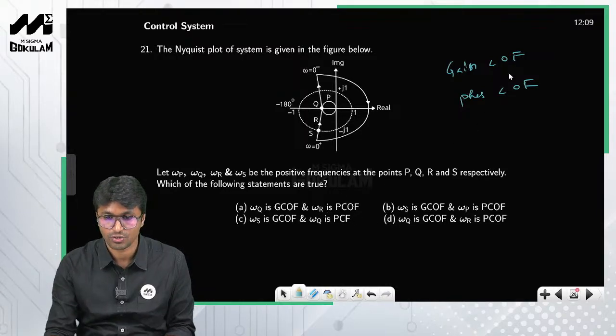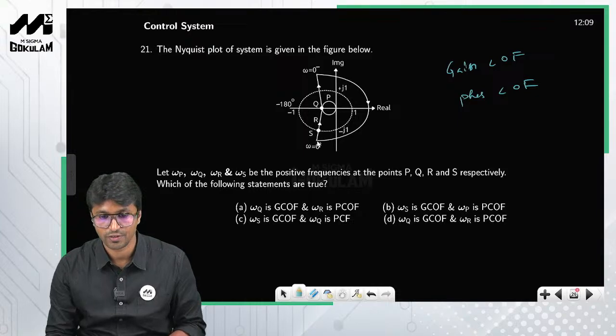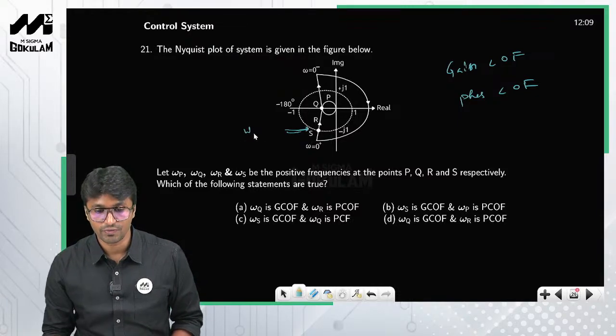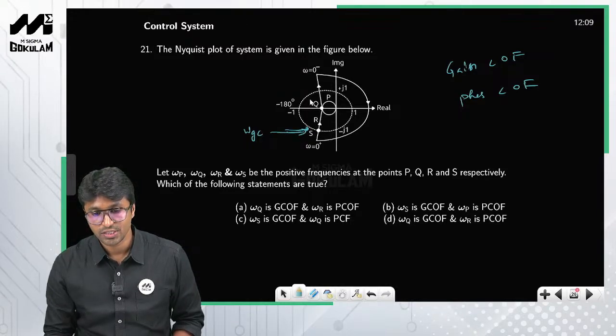So therefore gain crossover frequency and phase crossover frequency. The frequency at which the plot crosses the unit circle, shown with a dotted line, is nothing but the gain crossover frequency, right? And the frequency at which the plot crosses the -180 degree axis is nothing but the phase crossover frequency.